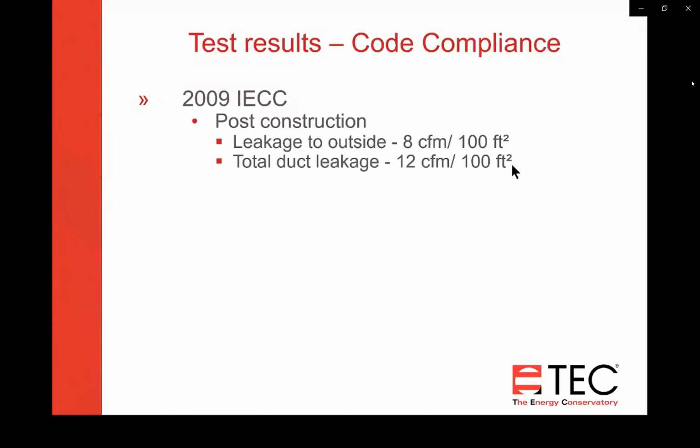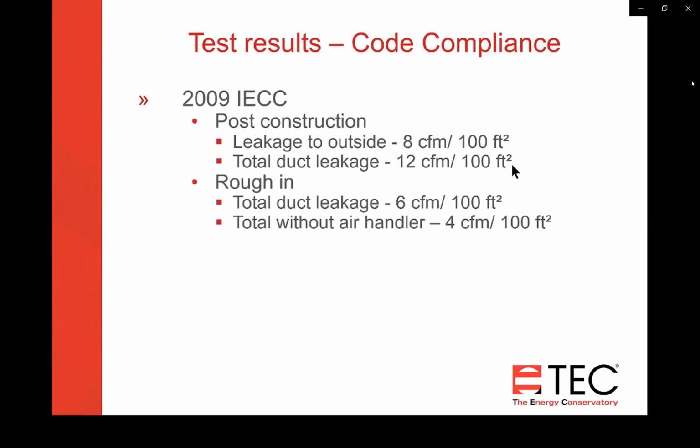If you're doing a total duct leakage test, so with just the duct blaster, not blower door and duct blaster, you're allowed up to 12 CFM per 100 square feet of floor area. If you're testing at the rough-in stage before sheetrock, and that's beneficial for a heating contractor because then they know if they pass or fail before all the ductwork is hidden, total duct leakage then is 6 CFM per 100 square feet of floor area. Total without the air handler is 4 CFM per 100 square feet of floor area.